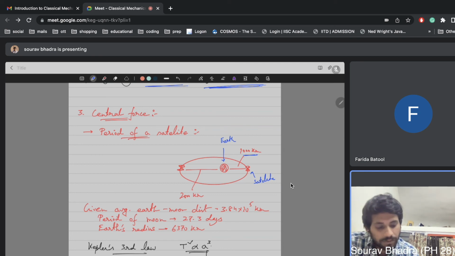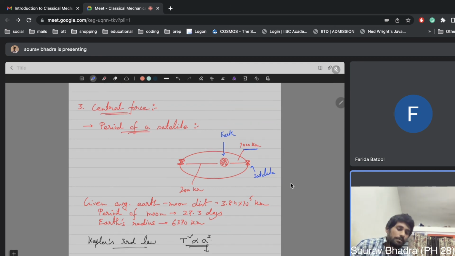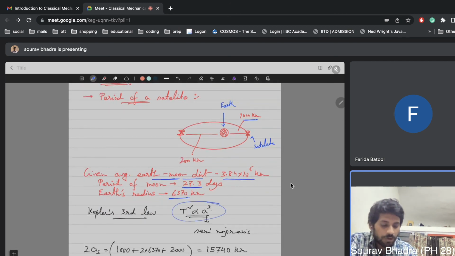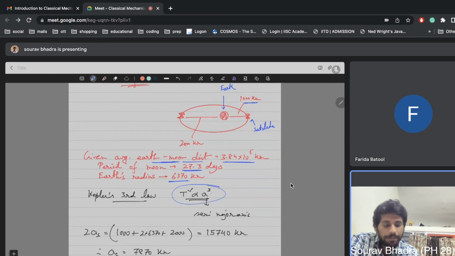And you are given the average earth moon distance, the period of moon is also given, and earth radius is given. Now you have to calculate the period of the satellite. So here comes Kepler's third law, which we have already read: time period square is proportional to the cube of the semi major axis.